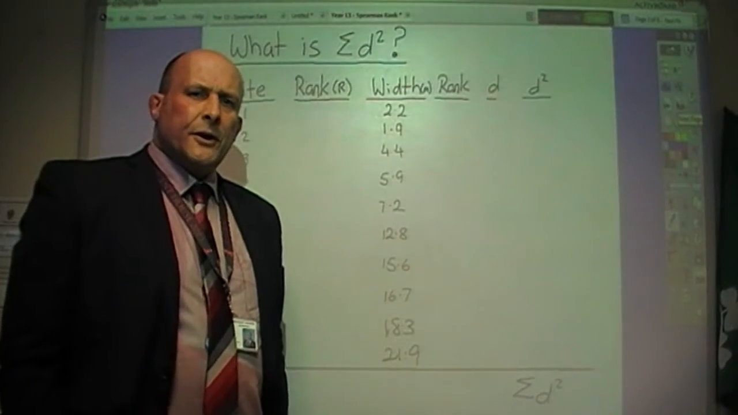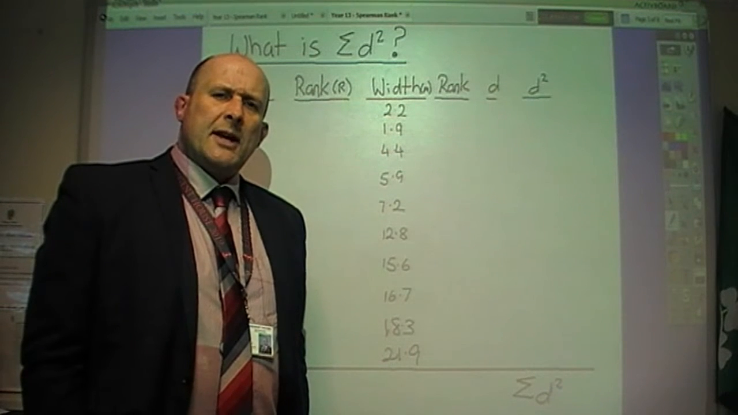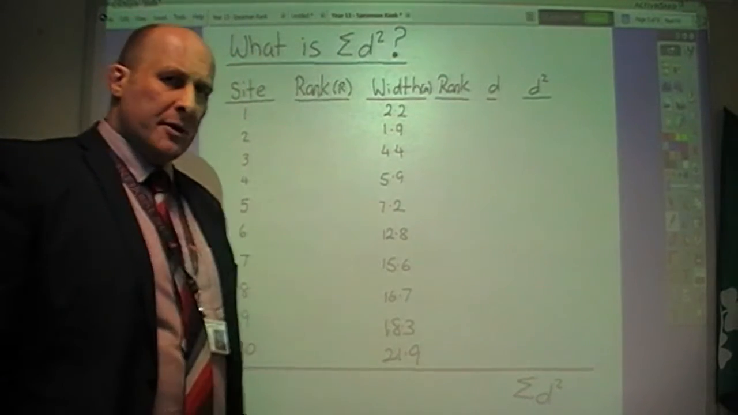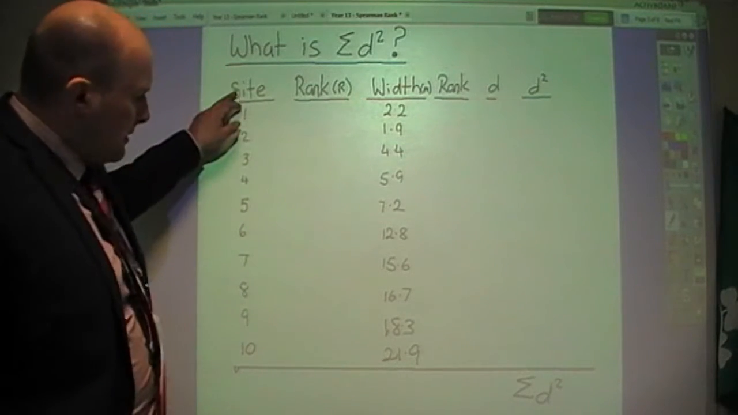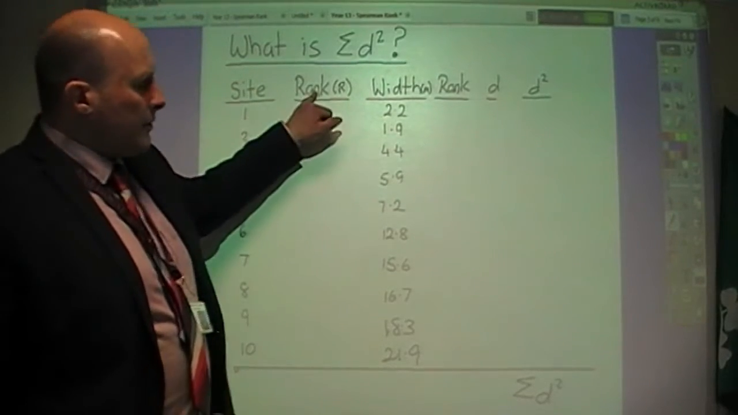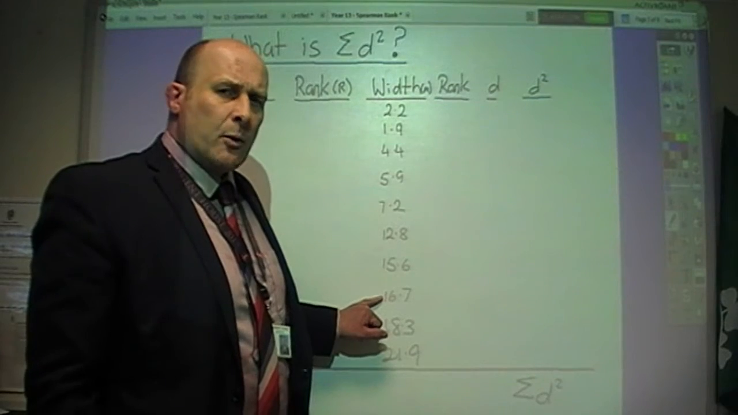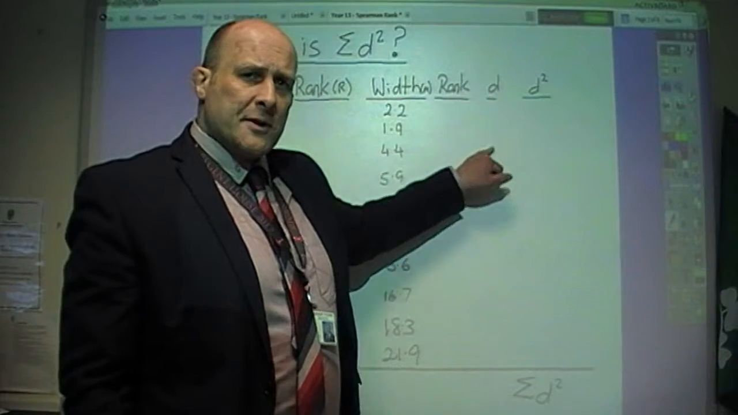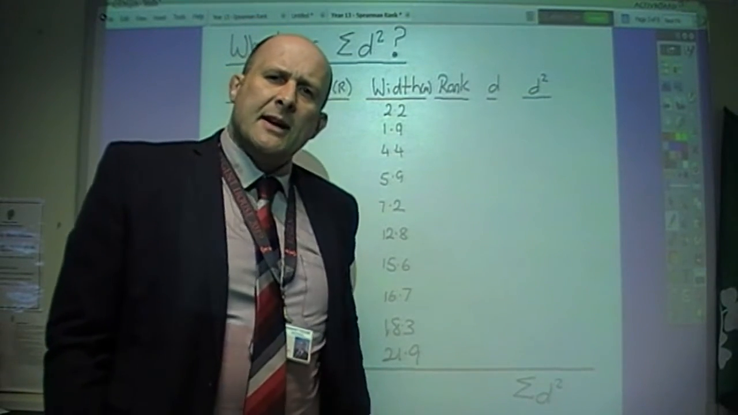The first thing we have to do is start to find out some of these ingredients. First thing we need is to find out the sum of d squared. On the board we can see a table that's been set out with our distance downstream, or different sites, 1 to 10. We will fill in the ranking for it. We've got our second variable, which is our width. We have our rank for our width, the difference between the ranks, and then the square of the differences to eliminate any minus figures.